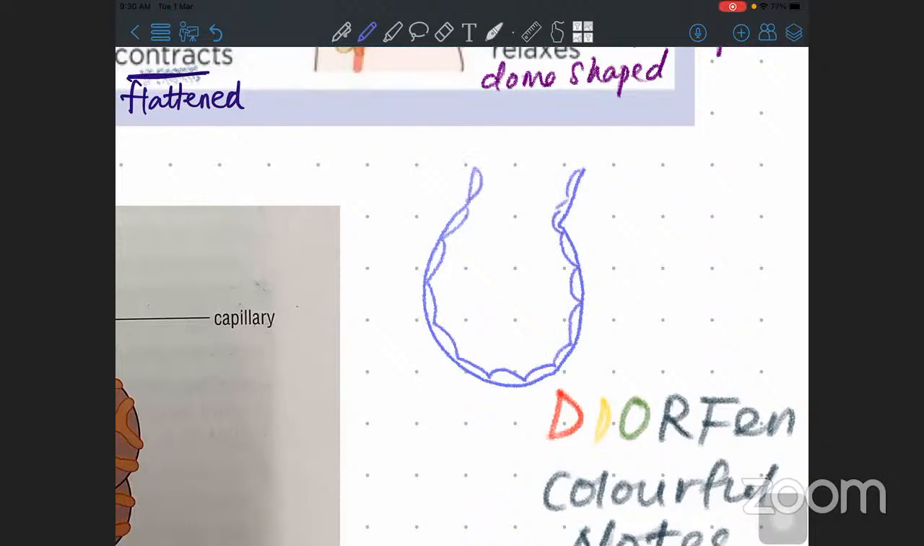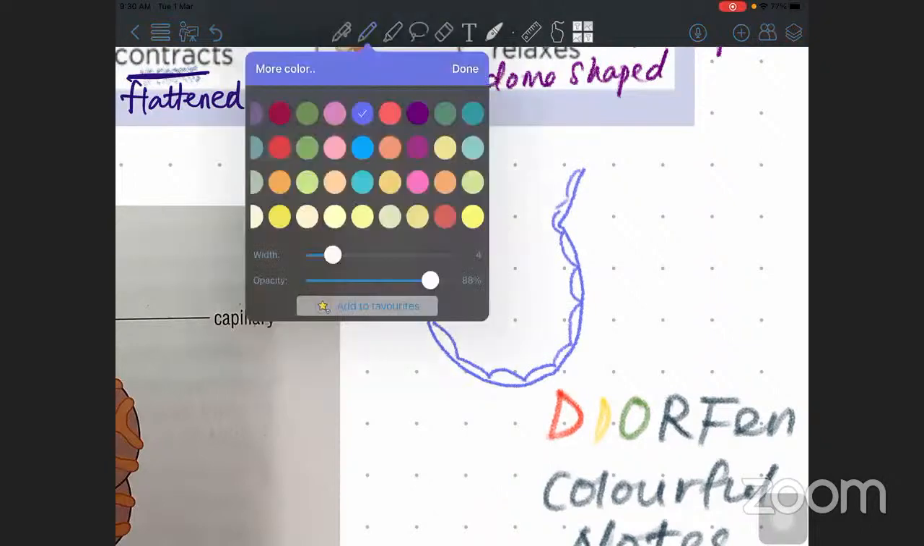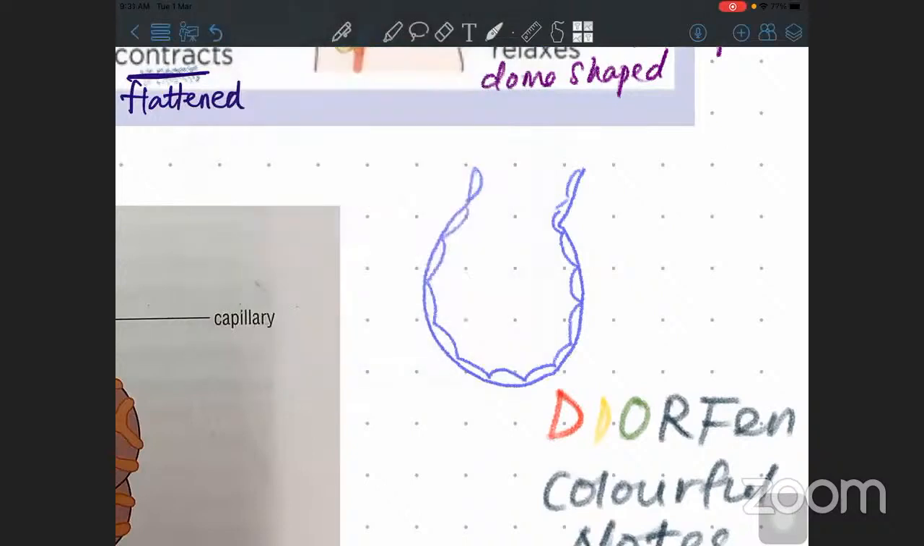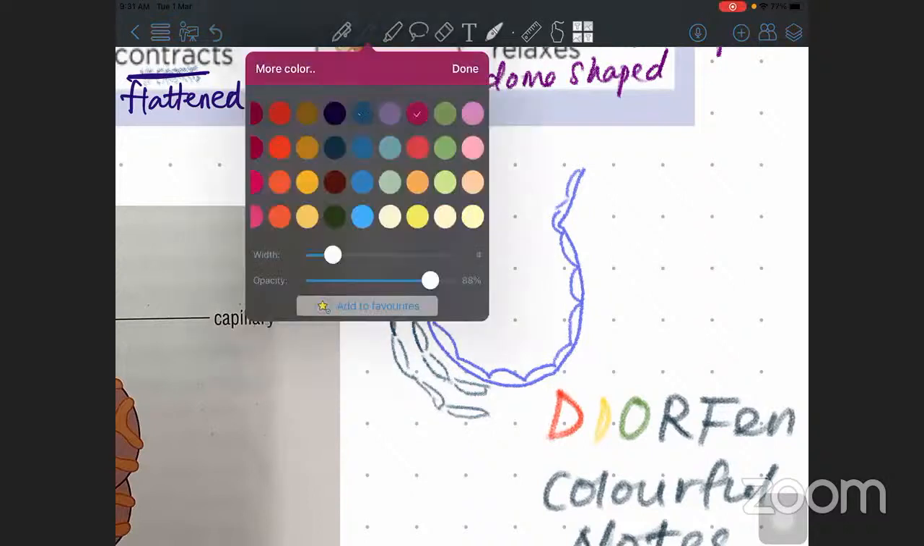And then we also have the capillary. Capillary we may draw in two colors, the blue and the red. So when they come in, we will try to draw it in the blue. This is the capillary, and then we'll draw it as a red color.